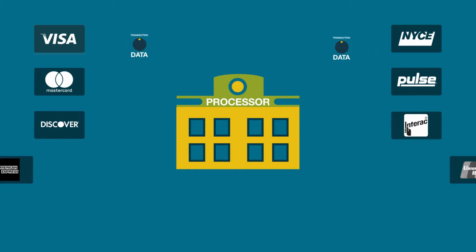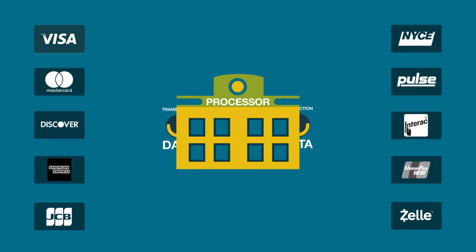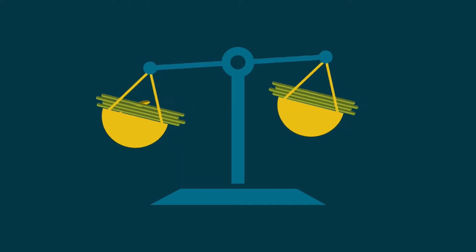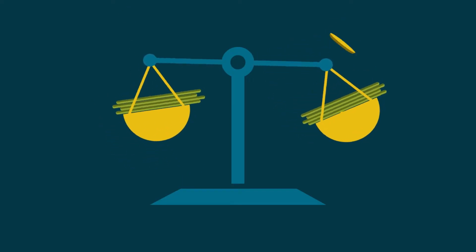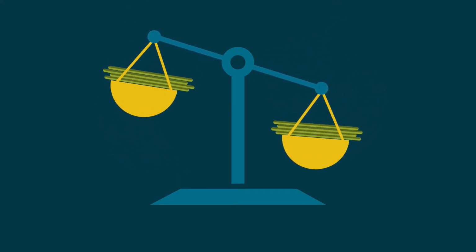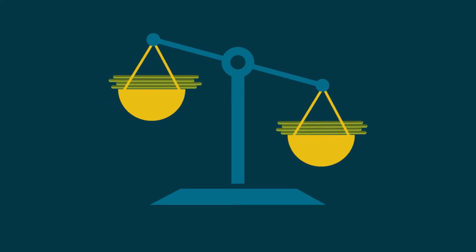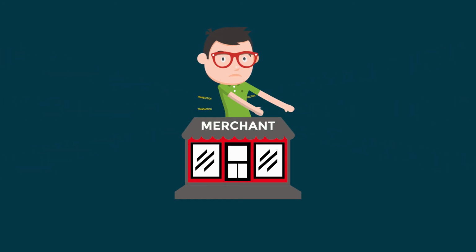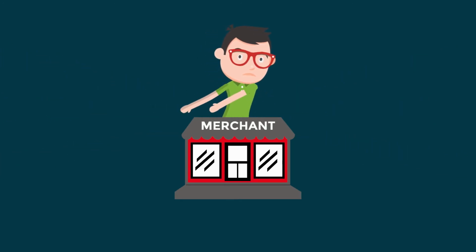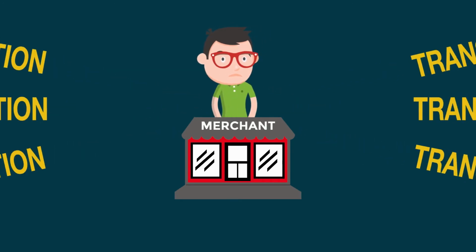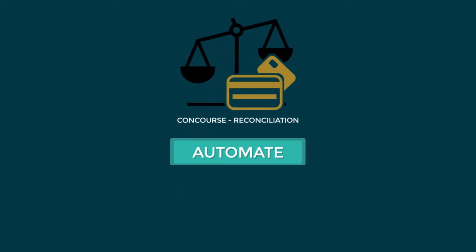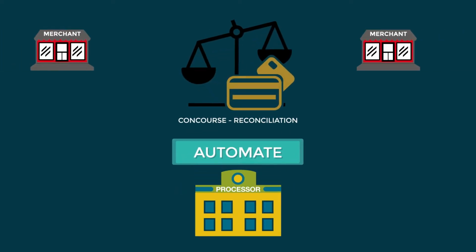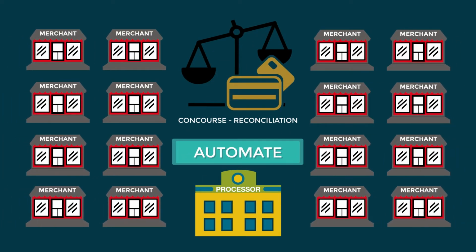Any company that is processing electronic payments is usually receiving transaction data from many sources. To determine financial equivalency and resolve any discrepancies between the different data sources, a reconciliation process must occur. This can get complicated for companies that process high volumes of transactions and receive data from many different sources. In this video, we will explain how Concourse Reconciliation enables payment processing companies to automate the transaction reconciliation process.